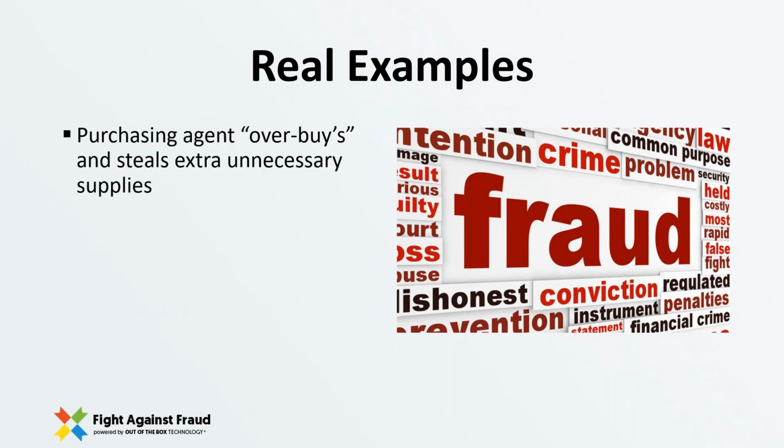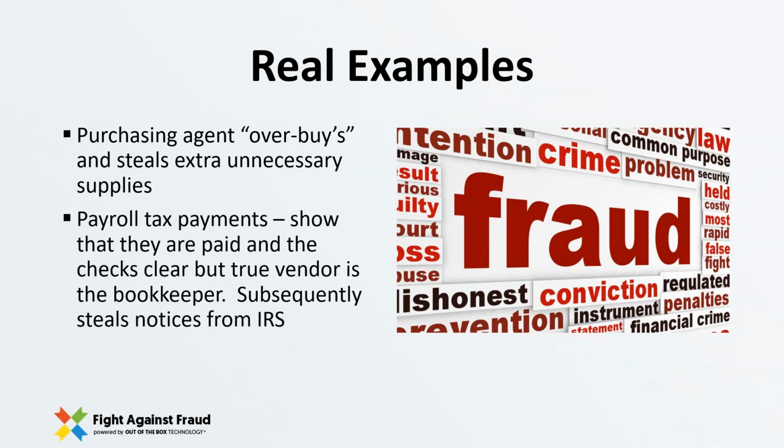Here's another one. The purchasing agent overbuys and steals the extra unnecessary supplies. Here's a great simple example that we've seen. Again, this wasn't a big part of the case, but somebody who runs the office took a couple cases of paper home for the kids for school. That's stealing. They're in charge of purchasing. They're the purchasing agent for the office supplies, and they buy stuff they need at home. Happens. It really happens. It's absolutely ridiculous.